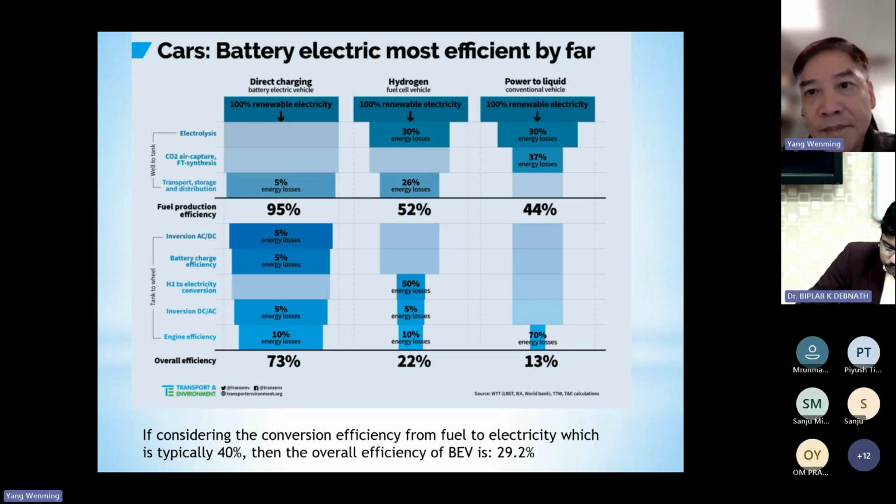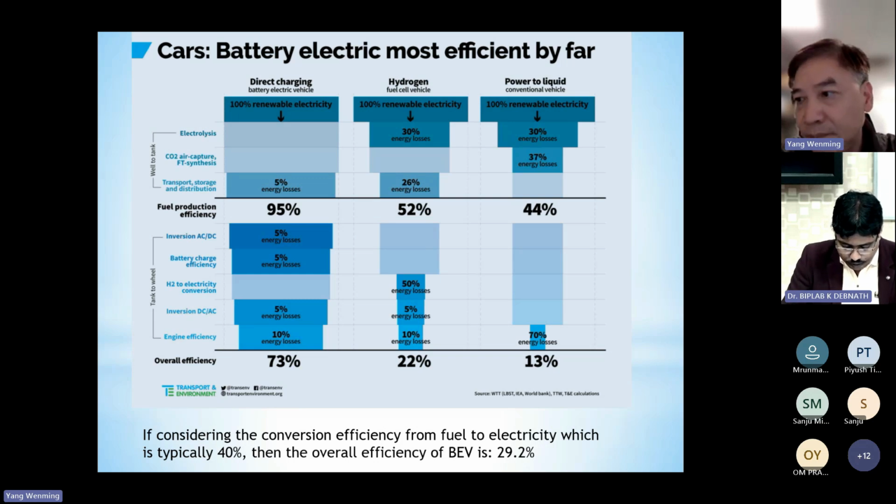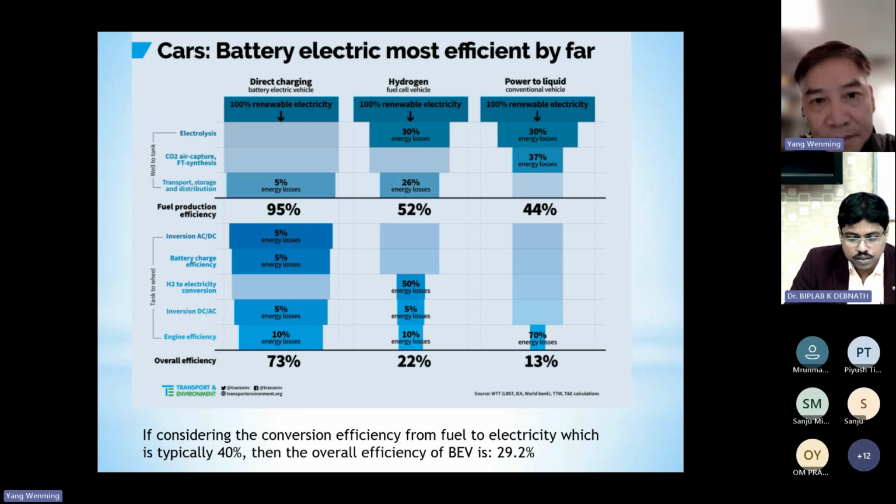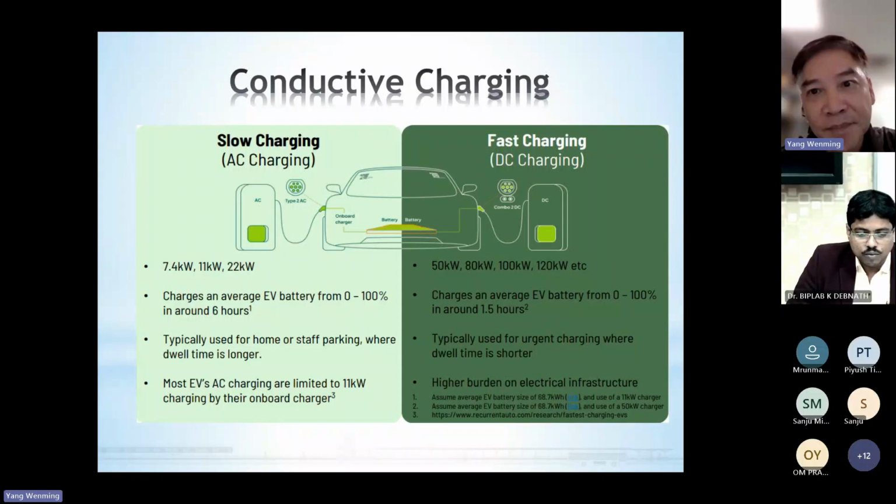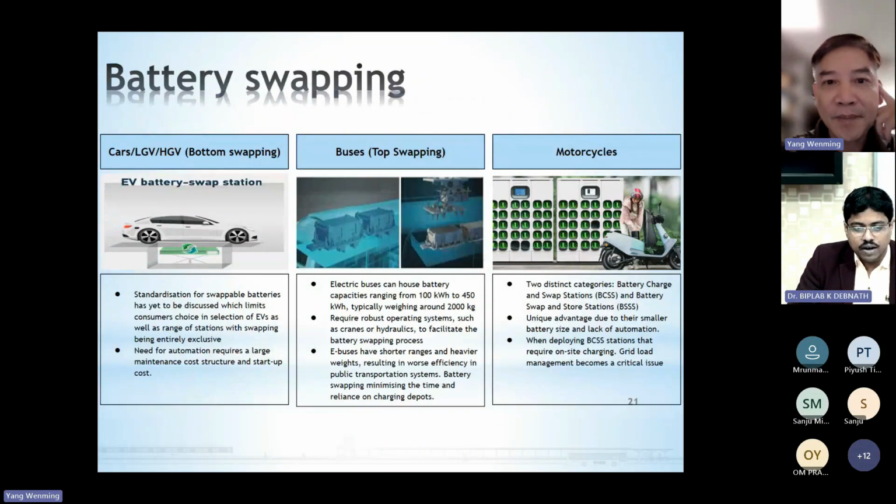Sir, I have one query. Say there are two battery swapping stations in one city: battery swapping station A and battery swapping station B. A is run by X company, B is run by Y company. Now, if the batteries are swapped between them, if X company's battery is given to Y, or Y company's battery is given to X, do you think any standardization is required in that case?